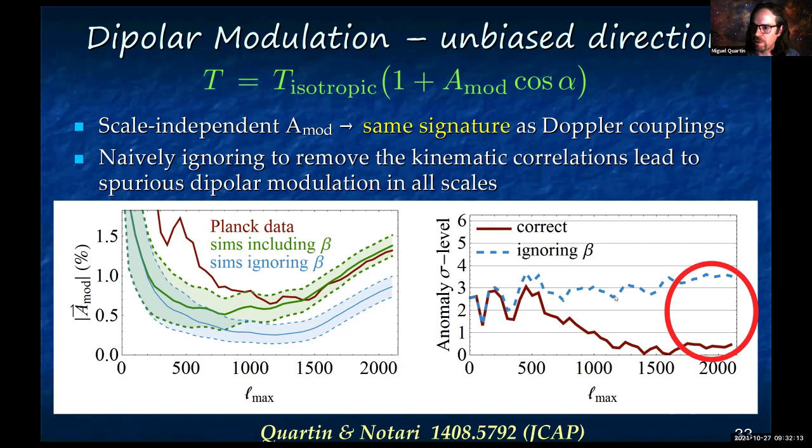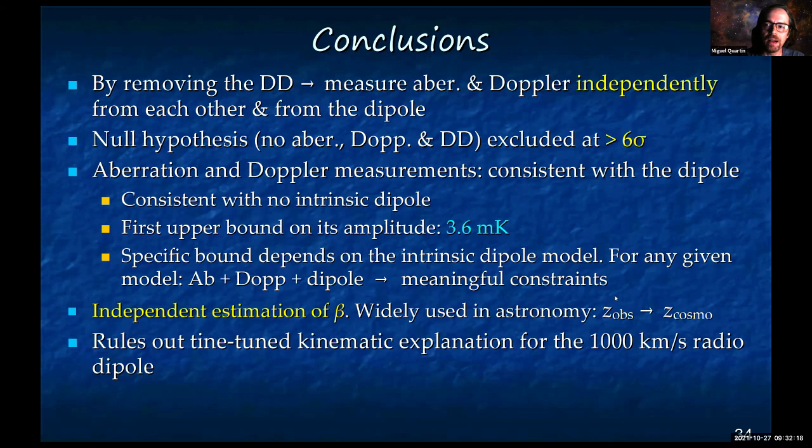So to conclude, I'm sorry, I think I went a bit over time. If you remove these dipolar distortions, you can independently measure aberration, Doppler and the dipole. The new hypothesis is excluded at over 6 sigma. The measurements are consistent with the kinematic dipole interpretation, so consistent with no intrinsic dipole. You have a first upper bound on the dipolar amplitude, and an independent estimation of beta.